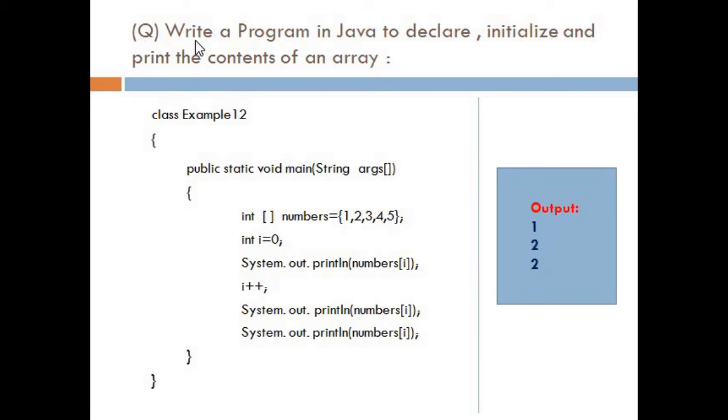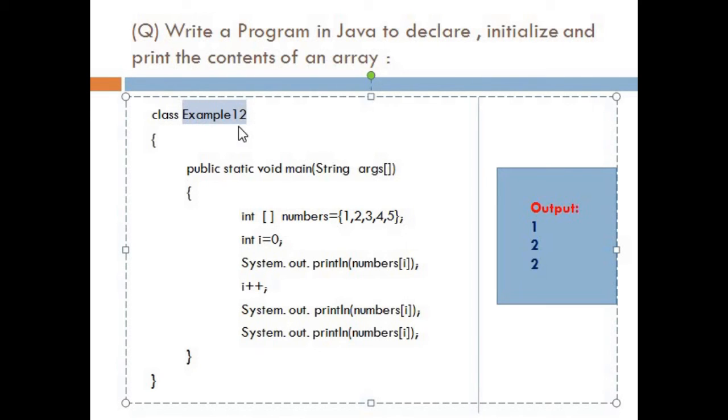Now read the question in this slide. It says, write a program in Java to declare, initialize and print the contents of an array. With the help of the following program, I shall show you how to declare, initialize and print the contents of an array. The program starts by defining a class named example12. Now this class has a body represented by the opening and closing braces, and inside the body of this class there is a main method, as represented by public static void main, then within brackets the data type String and the array argument args.